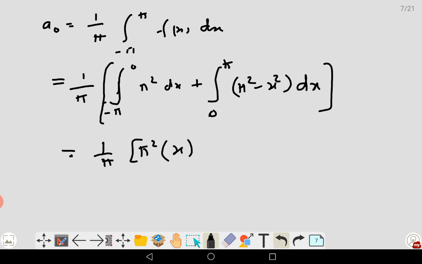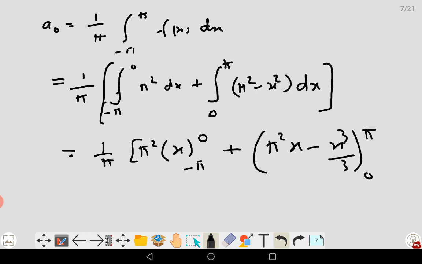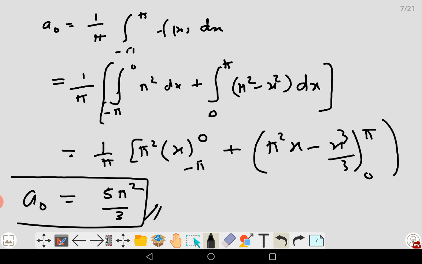This will be pi square times x from negative pi to 0. Here integration will give you pi square x minus x cube by 3 from 0 to pi. Simplify this one, you will get the answer is 5 pi square over 3. This is your a0.